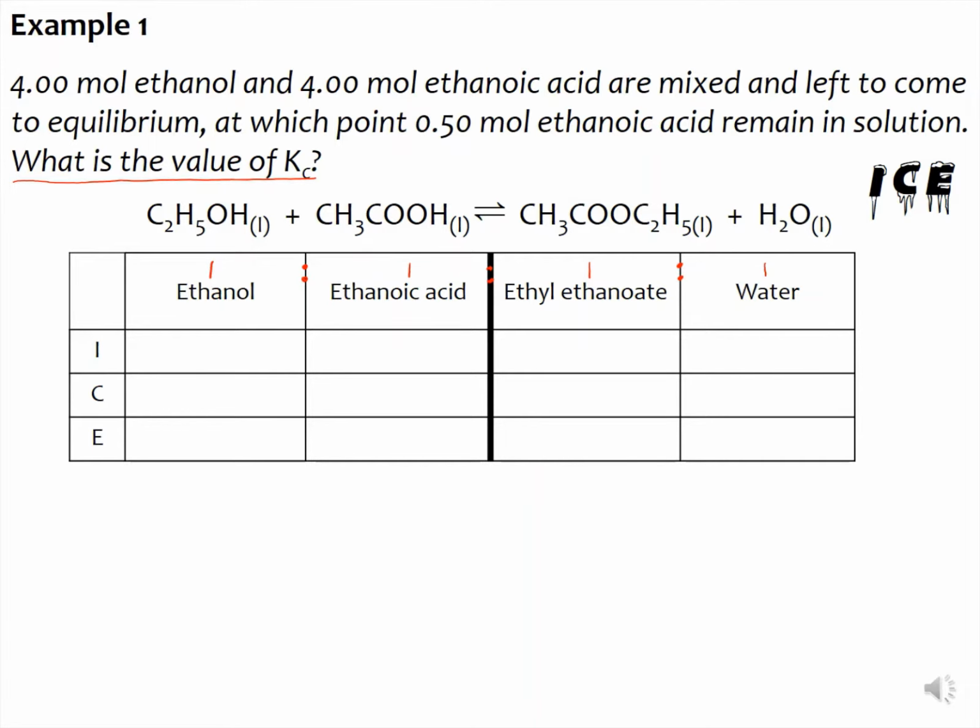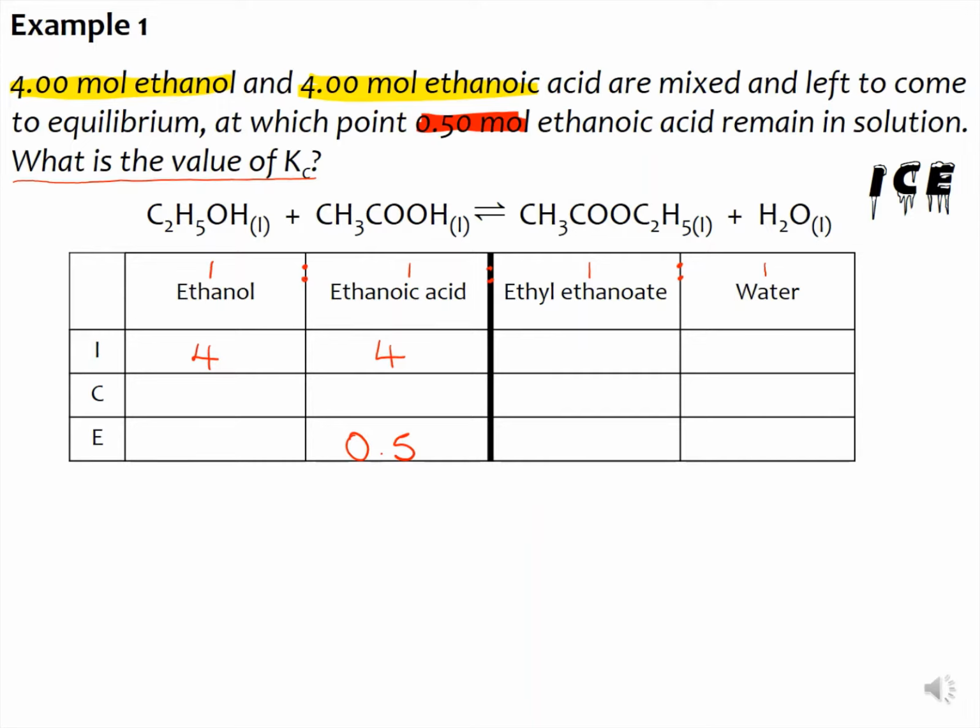Now, if we read through the question, we can see that we had 4 moles of ethanol and 4 moles of ethanoic acid are mixed. So I'm going to fill the table in. Initially, we had 4 moles of ethanol and 4 moles of ethanoic acid. They're mixed and left to come to equilibrium, at which point 0.5 moles of ethanoic acid remain in solution. So at equilibrium, we have 0.5 moles of ethanoic acid.